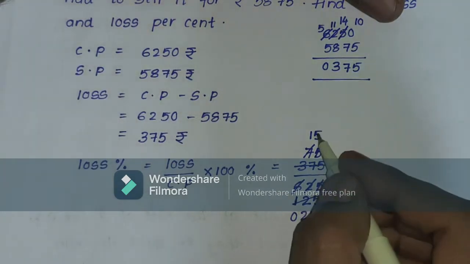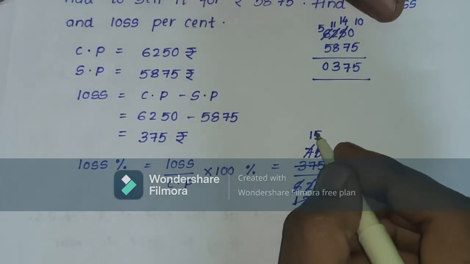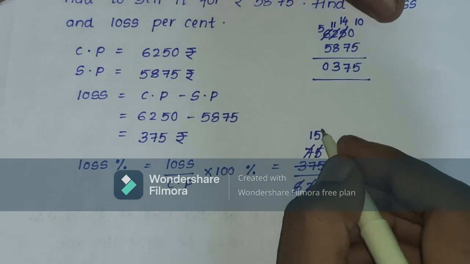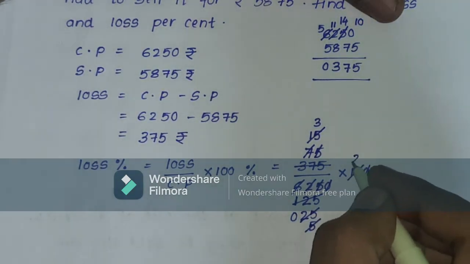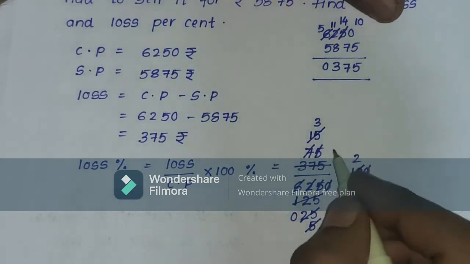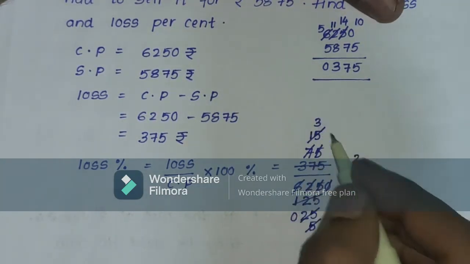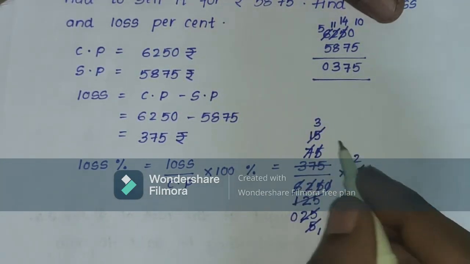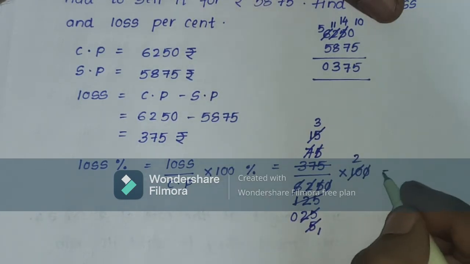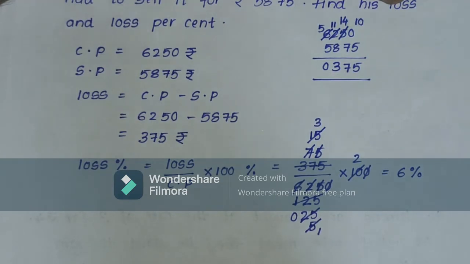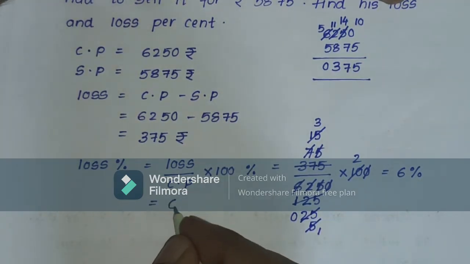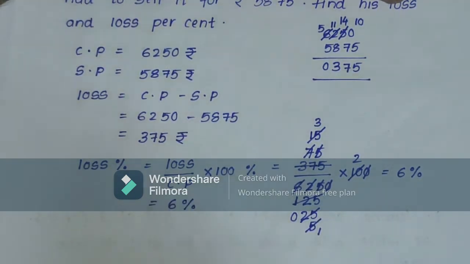Now, again, if you see student, 15 comes in the 5 table, 25 also. 5 3s are 15, 5 5s are 25. Right student? Now, 5 1s are 5, 5 2s are 10. That means, what is the pending part? This 3 is a numerator part, this 2 is a numerator part. So 3 2s are 6. So you are going to say 6% is my loss percent. You can write here 6% is my loss percent.